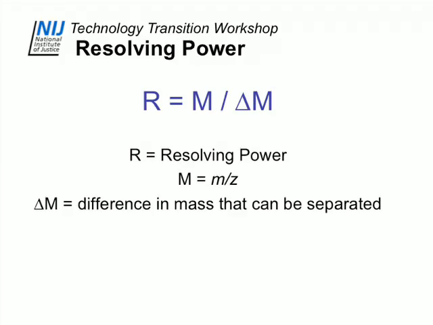Resolving power is a definition of how narrow the peaks are in a mass spectrometer, and it's defined as the mass that you're measuring at divided by the difference in masses that can be separated at some definition.